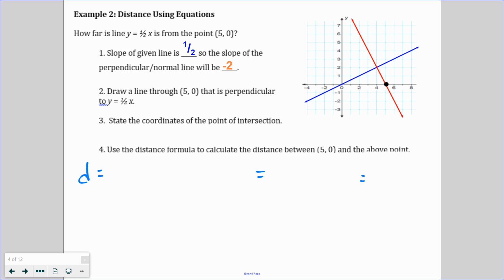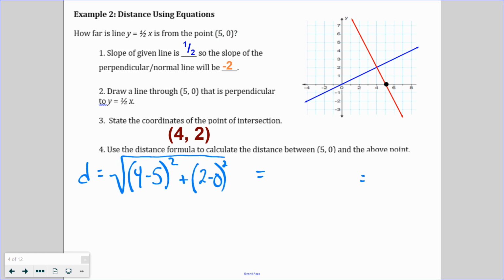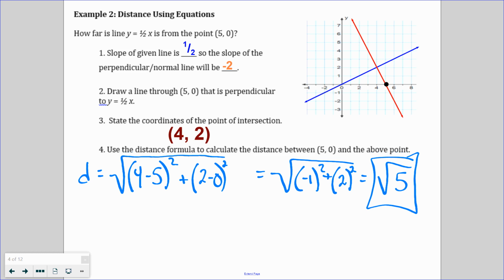I'm using the graph to find the point of intersection of those two lines, so then I can use the distance formula between the point of intersection and the point (5, 0), the given point that I was supposed to find the distance from. So when I plug those numbers into my distance formula, I am going to find the distance from the point to the line. It's actually the distance between the point of intersection and the given point, but that point of intersection is on the original line. So my distance is radical 5. That is the distance from the point to a line. We have to use the distance formula to find the distance from the given point to the point of intersection.